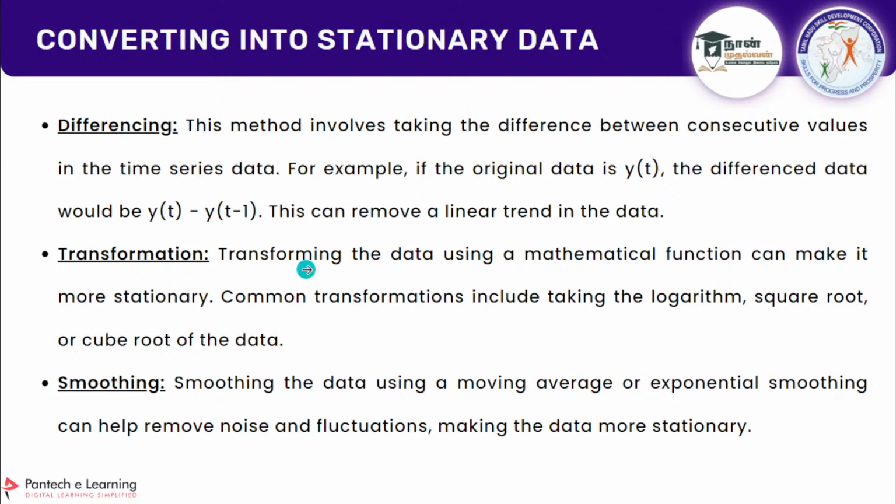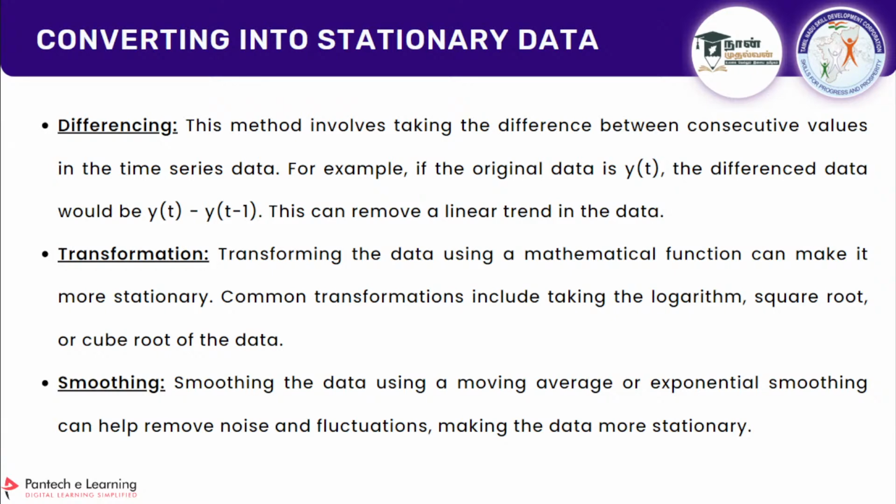So what is differencing? This method involves taking the difference between the consecutive values in the time series data. For example, if your original data is yt, take the fifth value, the difference data will be the fifth value minus the fourth value. When you get the difference, the first value obviously will be null, because the first value doesn't have any previous value. You will be leaving that as empty.